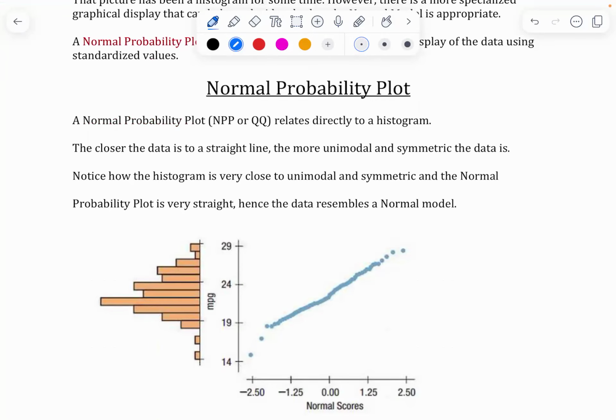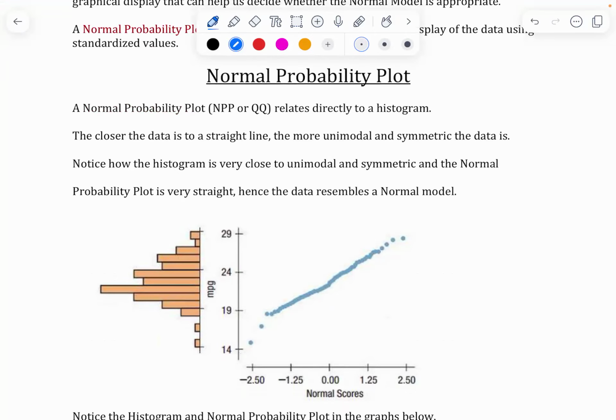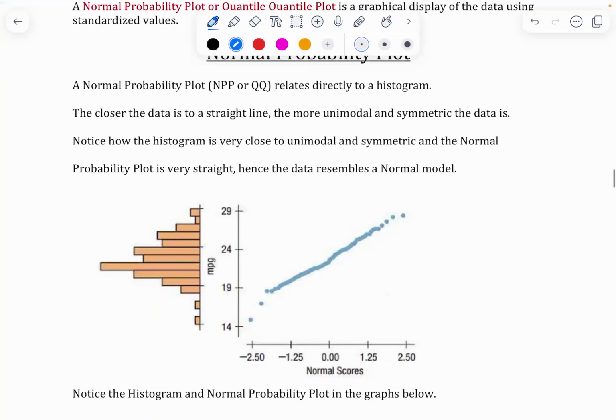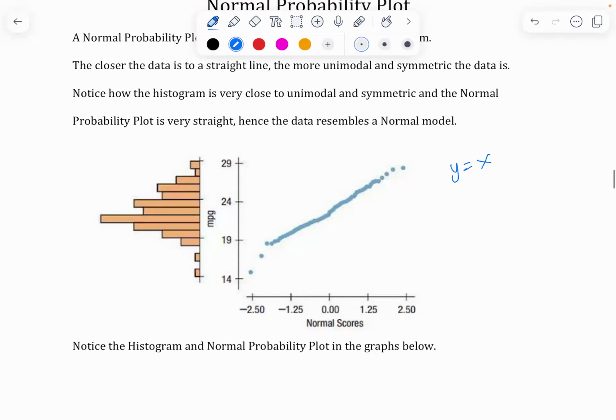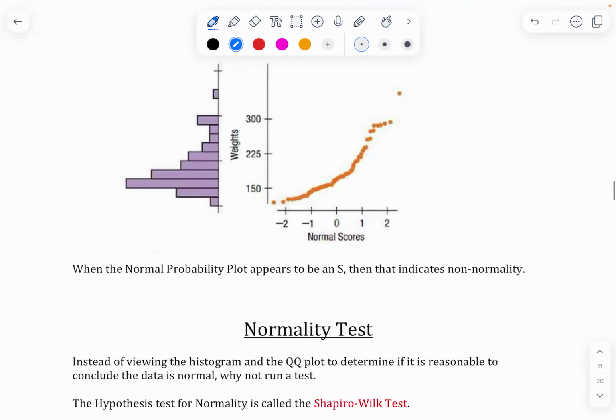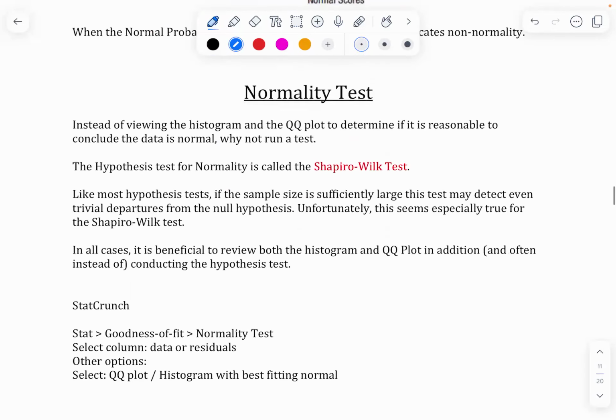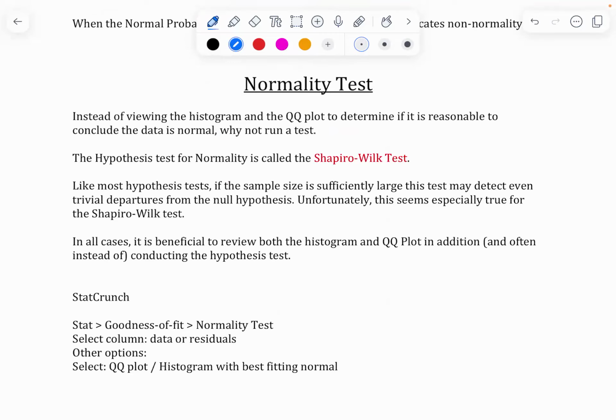So normal probability plots, in addition to histograms, right? We start with the histogram. Then we want to look at a normal probability plot. The idea is that the values fall on or near a line, a straight line. That is the line y equals x. We need to watch out for that S shape. That's what indicates non-normality. If between the histogram and the QQ plot you're just not sure, then you should do the Shapiro-Wilk normality test. It is a full hypothesis test.